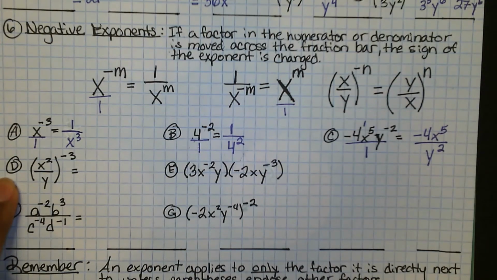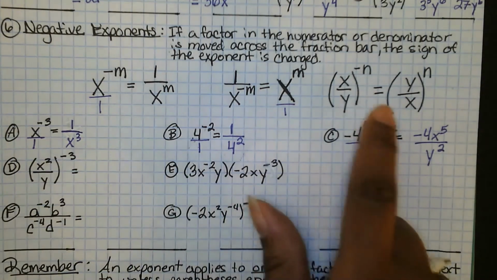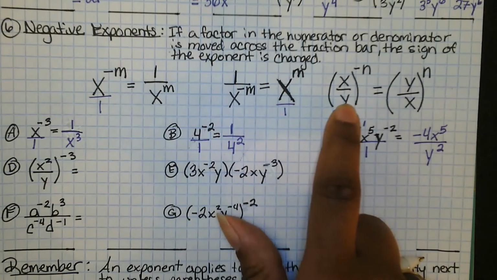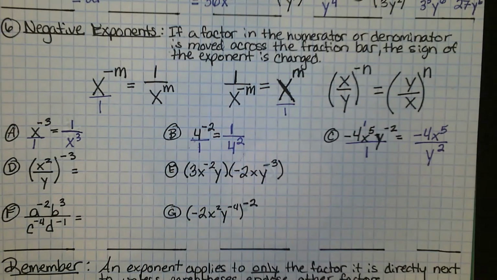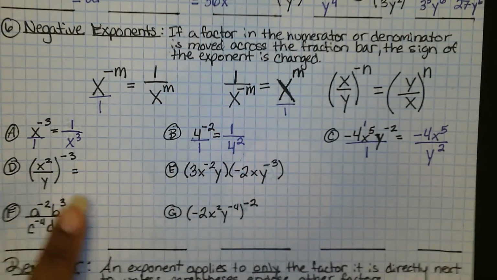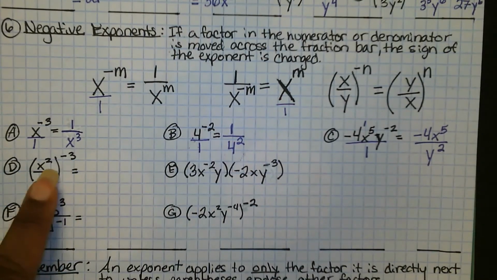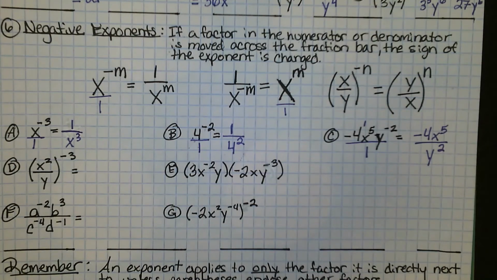Example D applies to when it's a fraction and the whole thing is raised to a negative exponent. Okay, you have to flip the placement, flip the denominator and the numerator, and we also will have to raise the powers to the 3rd power.